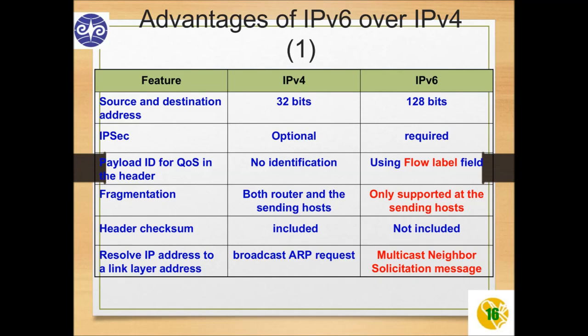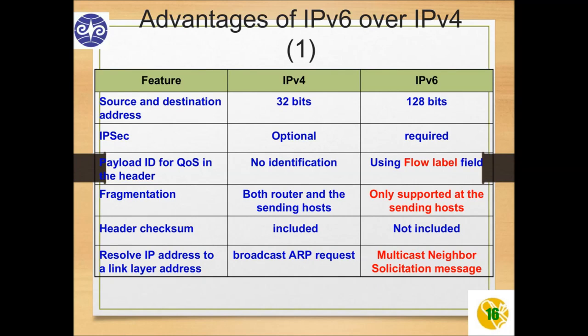Advantages of IPv6 over IPv4. Dear students, this is in tabular form. So there are some features which we will just go through over here. Features: source and destination address. In IPv4 it is a 32-bit address, and in IPv6 there are 128-bit addresses. IP security, second feature. In IPv4 this is optional, but in IPv6 this is compulsory or required. Payload identification for quality of service in the header.